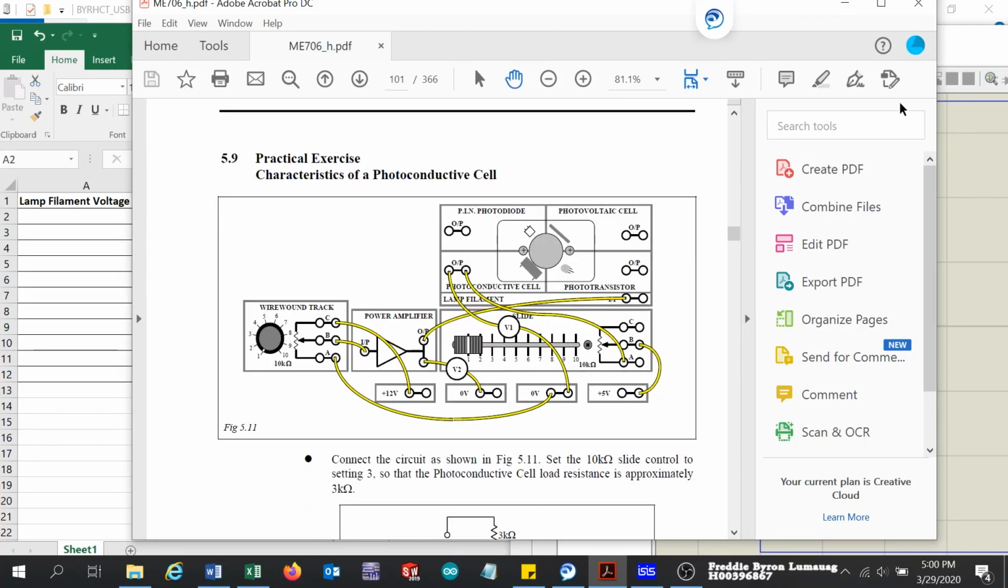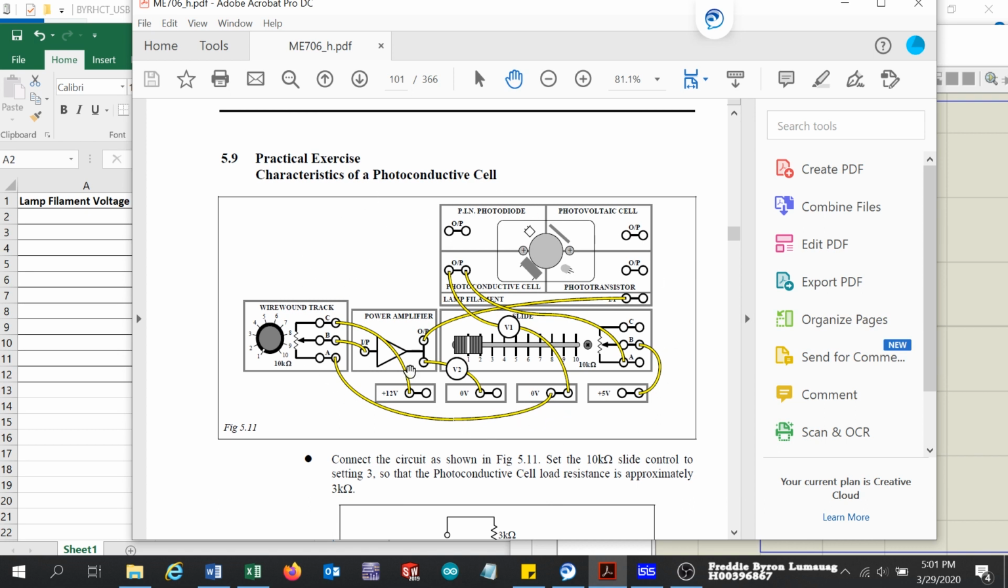Hello, we have to perform the experiment of sensors and actuators, MTE 3633, lab number 3. We are using the DIGIAC 1750 instrumentation trainer, but here we have to study the circuit. We will be using the photoconductive cell or the LDR.